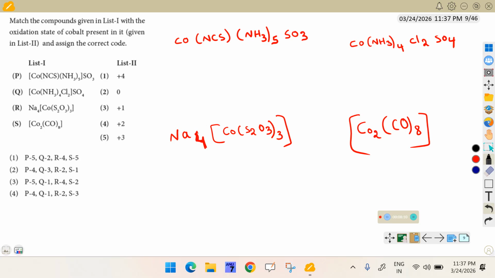Calculate the oxidation state of cobalt. Cobalt x plus 1 into NCS, oxidation state is -1. We know that ammonia is a neutral molecule, so its oxidation state is 0. SO3 oxidation state is -2. So x is equal to +3.